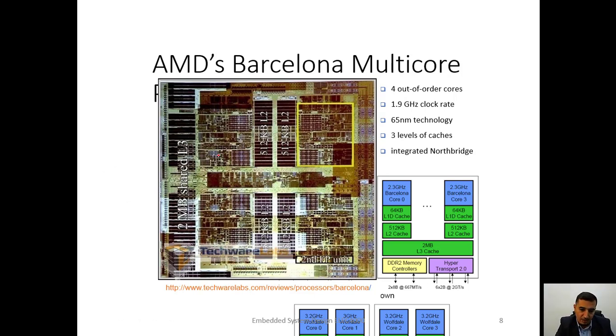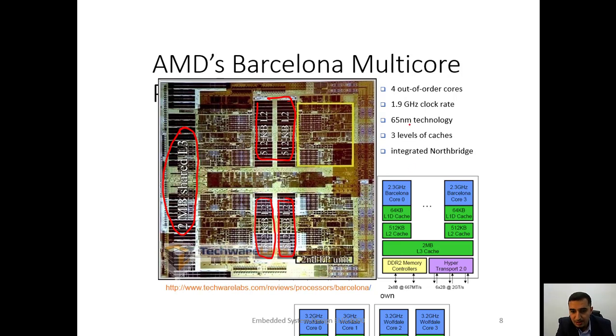Sorry, this is the pen. Here you have the L3 cache. These are the L2 cache over here, 512 KB, and 2 MB L3. And the L1 cache, these are also L2 cache. And these are also L2 cache. And you cannot see the L1 cache, it is somewhere around here.